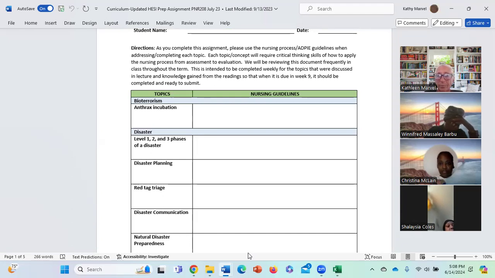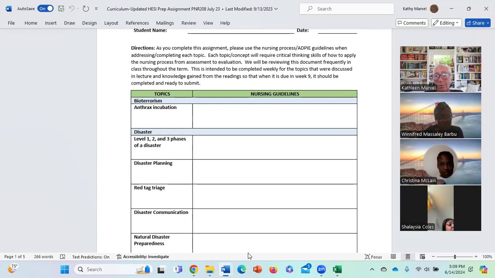What do you think? What's a clinical judgment question about anthrax incubation? Could it be maybe a teaching question? I don't know the questions. I don't develop the HESI. HESI's developed like NCLEX. It's from a bank of 1,000 questions.